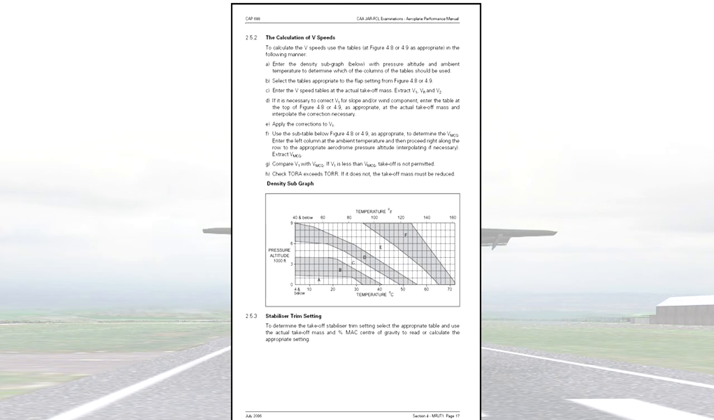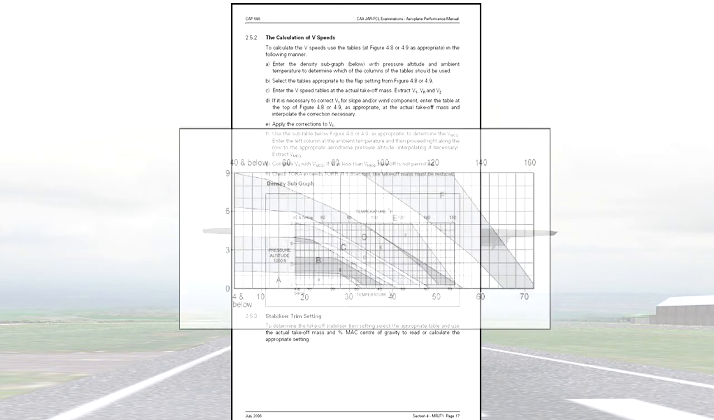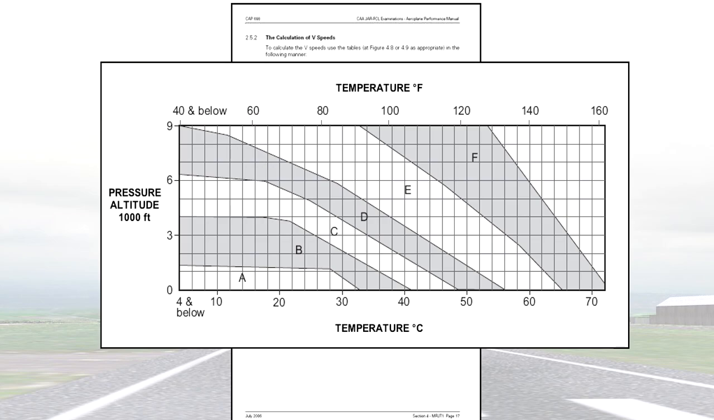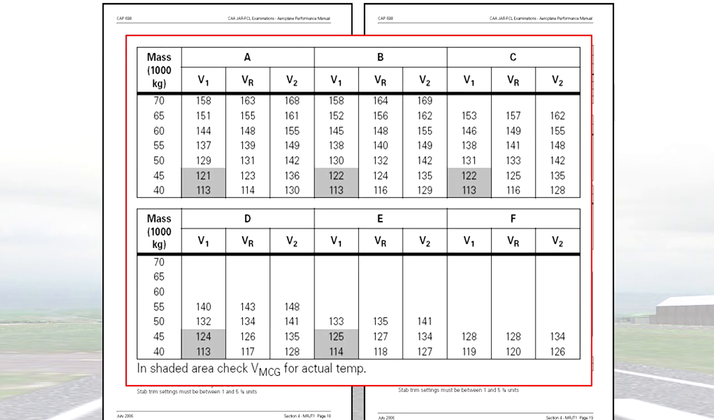The next factor to affect VR is density. On page 17 of section 4 is the density graph. You may recall that band A is high density, whereas band F equates to low density. We can now use these bands to see the effect of density on VR. Returning to page 18, taking a mass of 50,000 kilograms in band A, which is high density, VR is 131 knots. But in band B, C, D, and E, the value of VR is increasing. Therefore, we can state that as density decreases, VR increases.